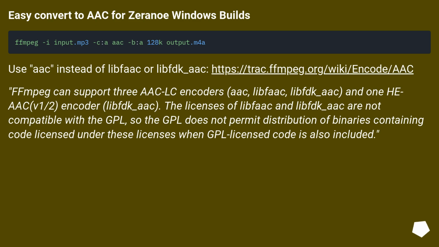Easy convert to AAC for Windows builds. Use aac instead of libfdk_aac or libvo_aacenc, see this URL. FFmpeg can support three AAC-LC encoders, aac, libvo_aacenc, and libfdk_aac, and one HE-AAC v1/2 encoder, libfdk_aac. The licenses of libfdk_aac and libvo_aacenc are not compatible with the GPL, so the GPL does not permit distribution of binaries containing code licensed under these licenses when GPL licensed code is also included.